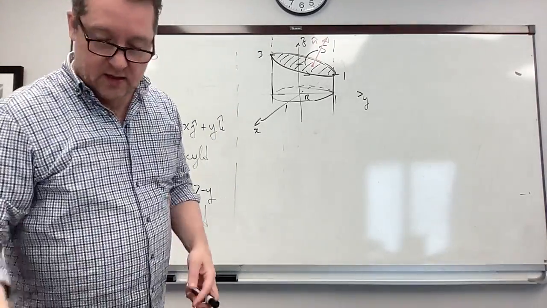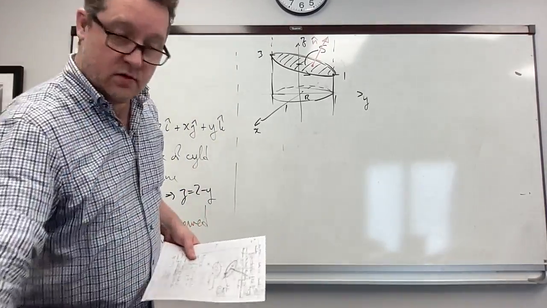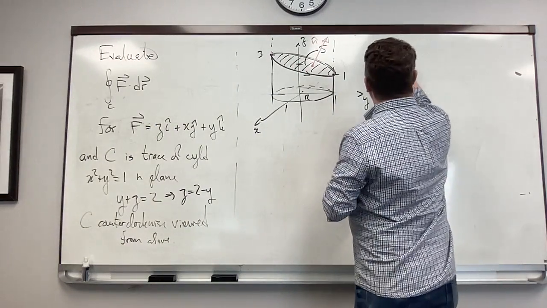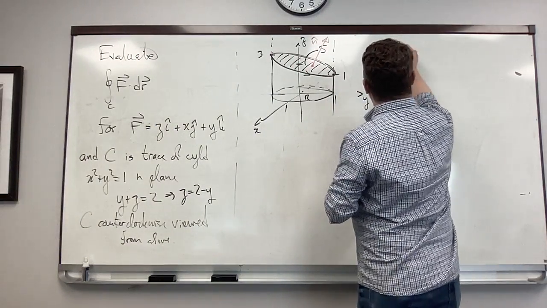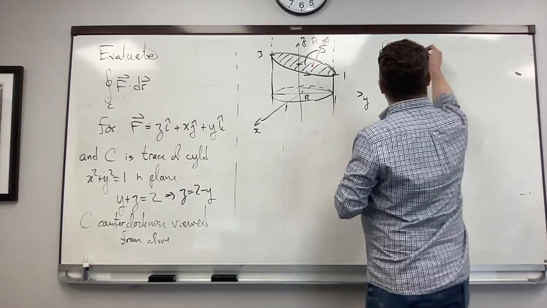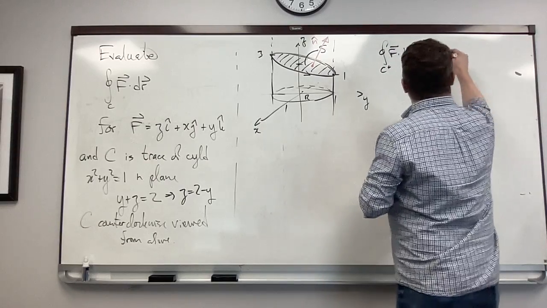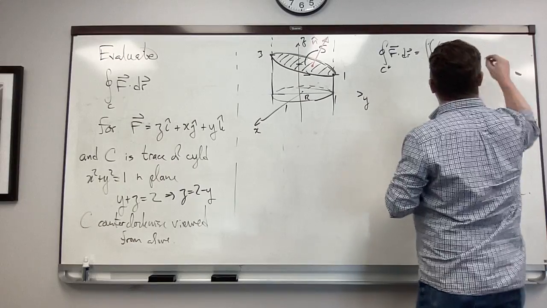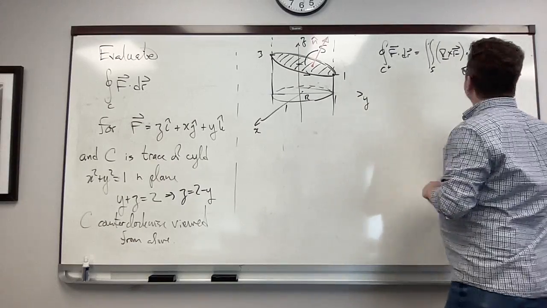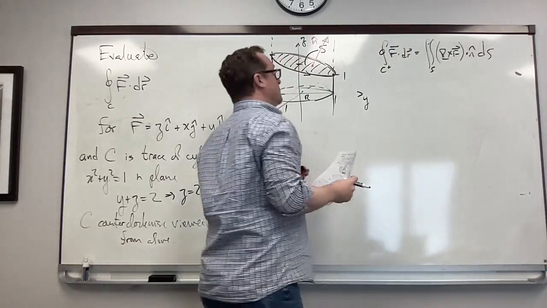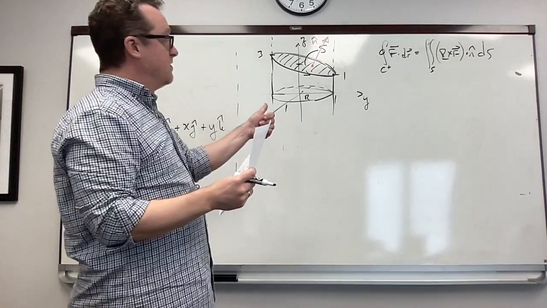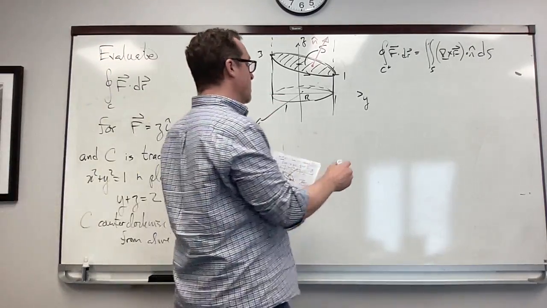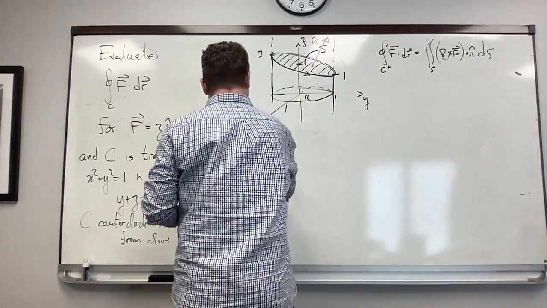So now I need the curl of F. Let's go through the total motion here. The integral over C of F · dr is going to be the double integral over S of the curl of F dotted onto the normal vector n dS. So we need the curl of F, we need n, and then we'll build the flux integral. So, curl of F, I'll do that.